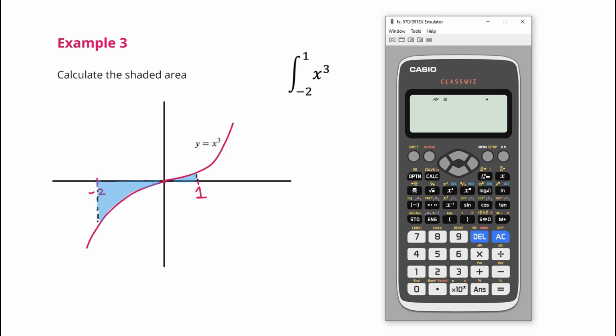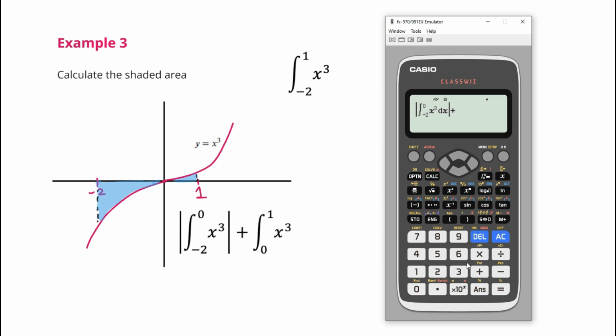So what we need to do is integrate between -2 and 0 and take the absolute value of that. And then add the remaining integral into it. Now press shift and then press absolute and write down the integral between -2 and 0. So x power 3, and you have the limits. Upper limit is 0 and lower limit is -2.